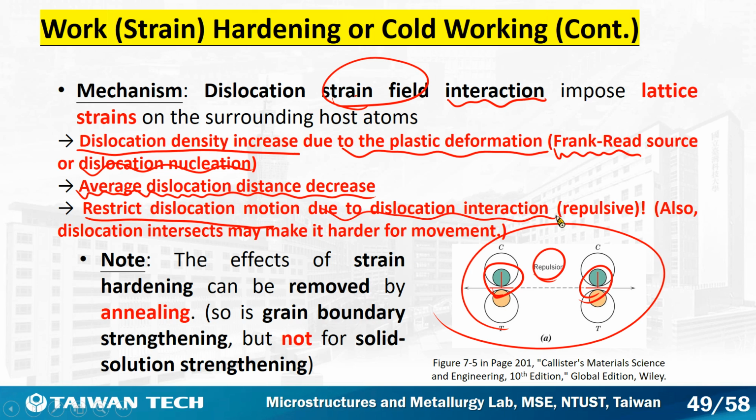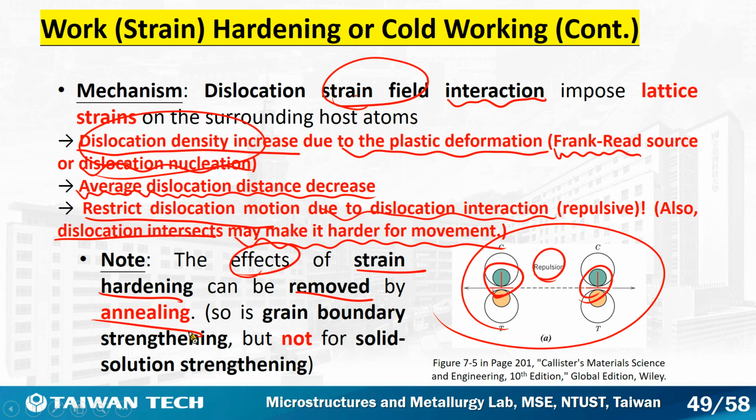Okay, and also when the dislocation density increased, it will increase the probability of dislocation intersections, as we learned in the first chapter. So it will make the materials harder because dislocations will be hindered in their motions. And it's worth mentioning that the effects we talk about here for the strain hardening can be removed by annealing. So for the next two chapters, we'll talk about annealing.